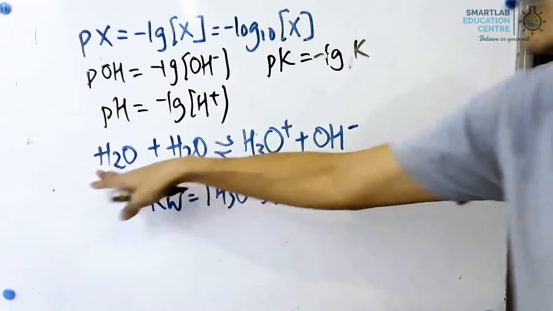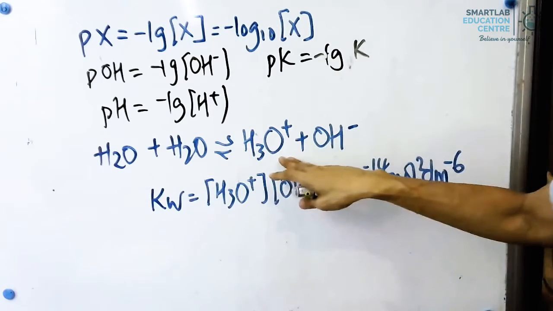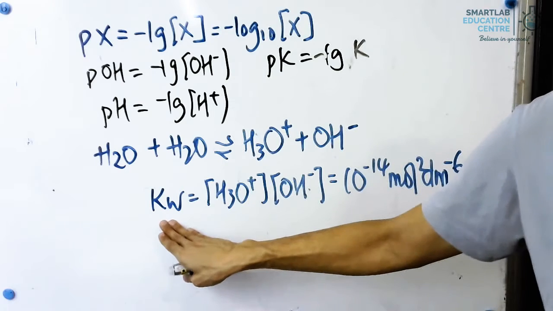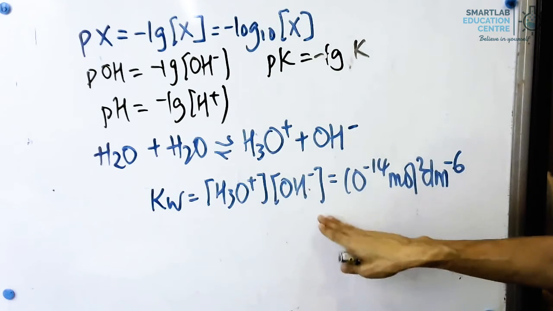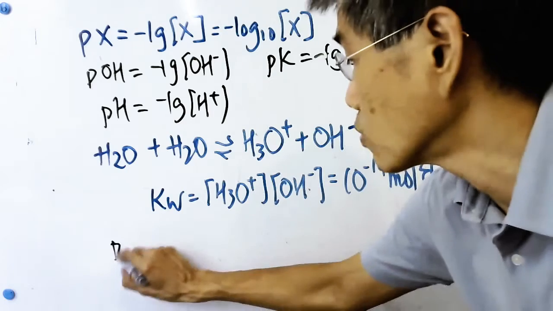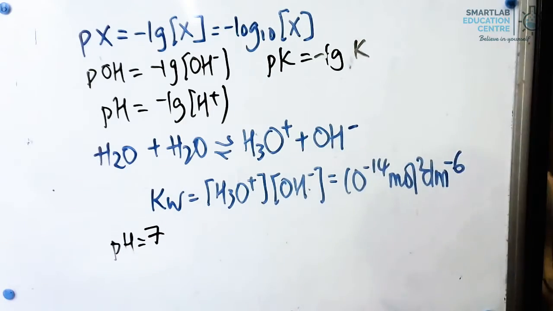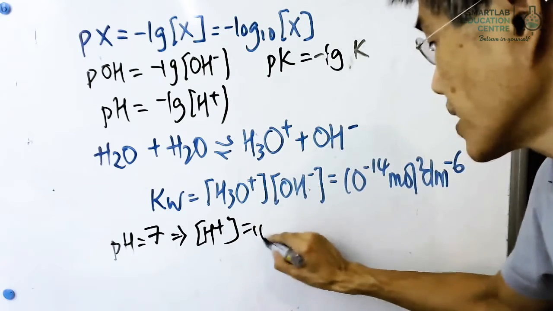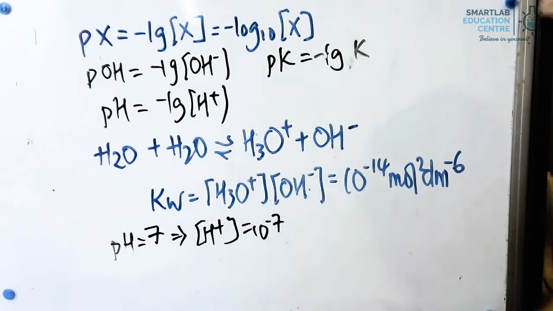In the ionization of water, you will produce H3O plus and OH minus. Using the equilibrium constant Kw, you will find that it's expressed in this manner. And that is 10 to the power minus 14 mole squared dm minus 6 at a temperature of 298 Kelvin. So what this really means is that when we say the pH of water is 7, it implies that the concentration of H plus is 10 to the power minus 7 mole per dm cube.